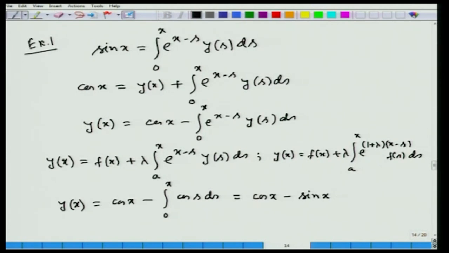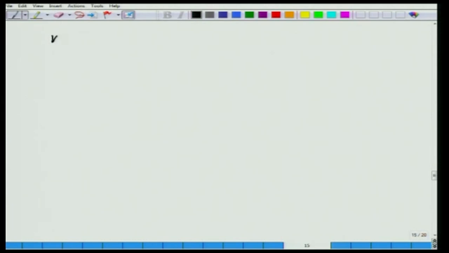Now, the next question is, if k(x,x) is equal to 0, then what can be done?